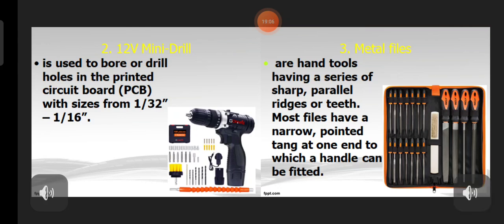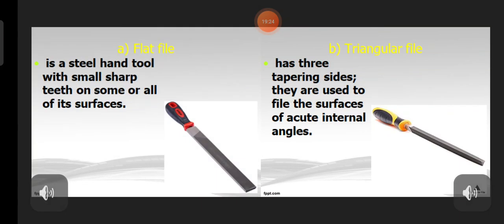Metal files. Metal files are hand tools having a series of sharp parallel ridges or teeth. Most files have a narrow, pointed tongue at one end on which a handle can be fitted. A flat file is an example of a metal file, which is a steel hand tool with small sharp teeth on some or all of its surfaces.